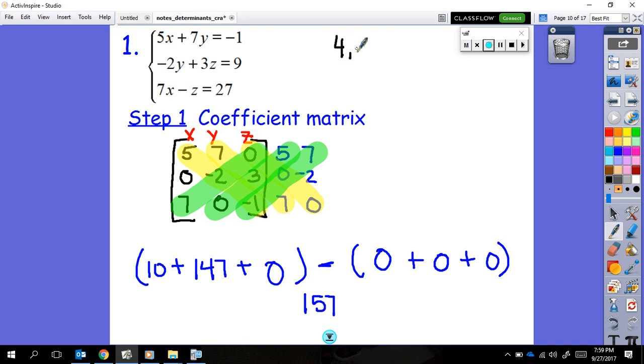So we can do that real quick. 4, -3, 1 was what I got for my triple. 5 times 4 is 20, plus 7 times -3 is -21, gives me -1. -2 times -3 is 6, plus 3 times 1 is 9. And then 7 times 4 is 28, minus 1 is 27. So we got it. Okay, we got it. All right.